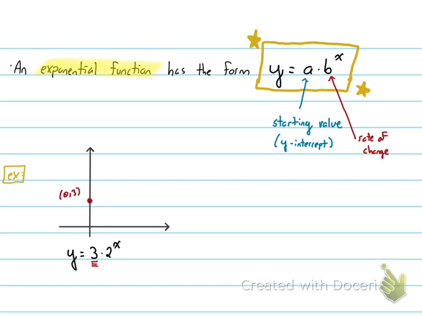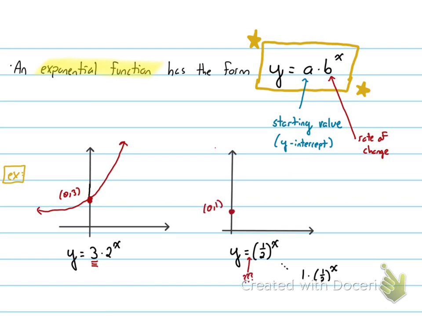I'm going to start at 3 on the y-axis, and then I multiply by 2 each time, which is going to make that curved line there. Let's say I have y equals 1/2 to the x power. I don't see anything in front, so that means I'm multiplying by 1. So I'm going to start at 1. And then I'm multiplying by 1/2, or getting smaller each time, or like dividing by 2. So that curve's going to look like that.